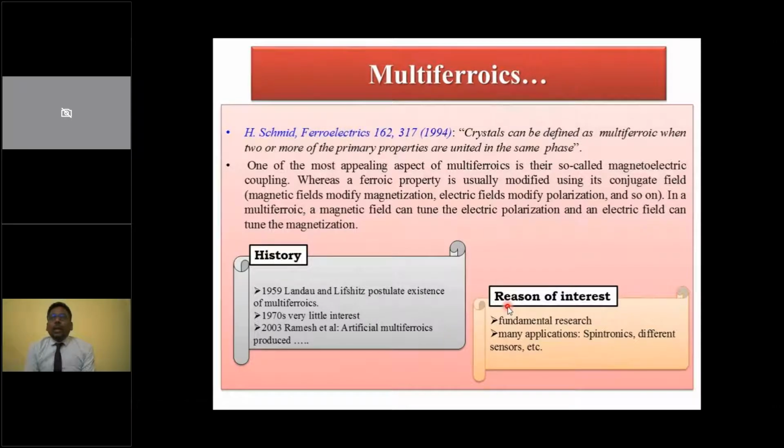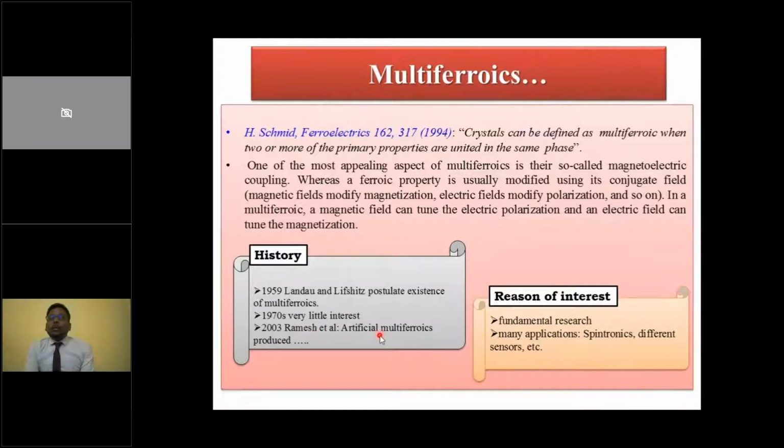If we find any combination of any two in the same phase, then we can call it multiferroic. Landau and Lifshitz postulated the theoretical existence of multiferroics around 1959, and after that, around the 70s, there was very little interest in this type of material. And after 2003, a paper came from Professor Ramesh's lab in the USA.